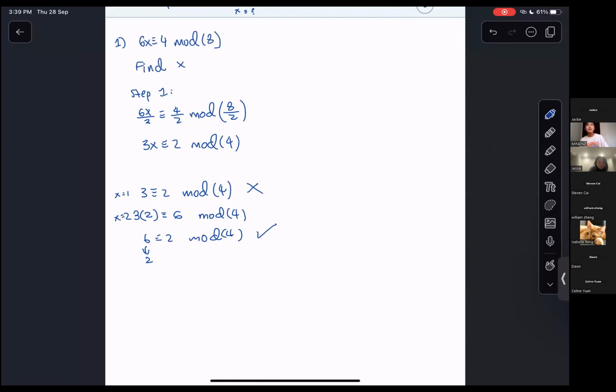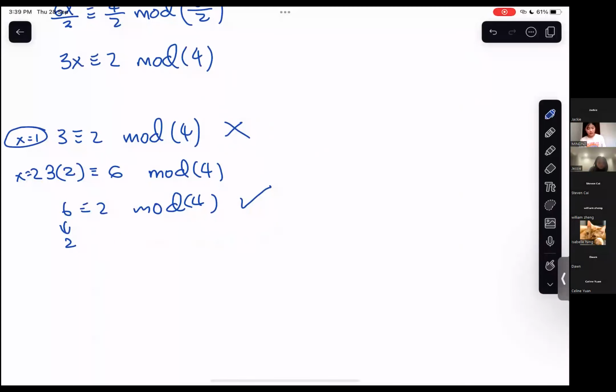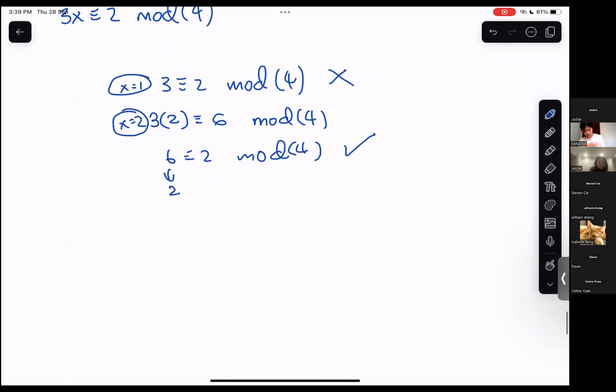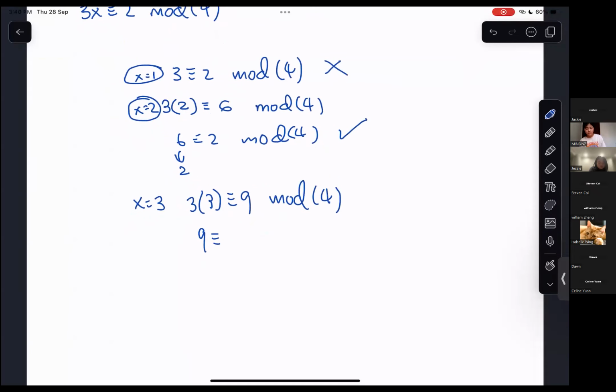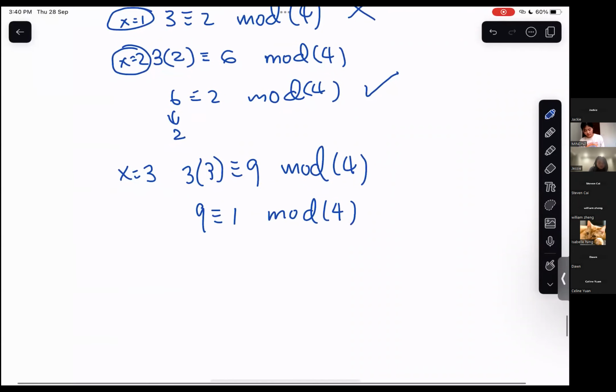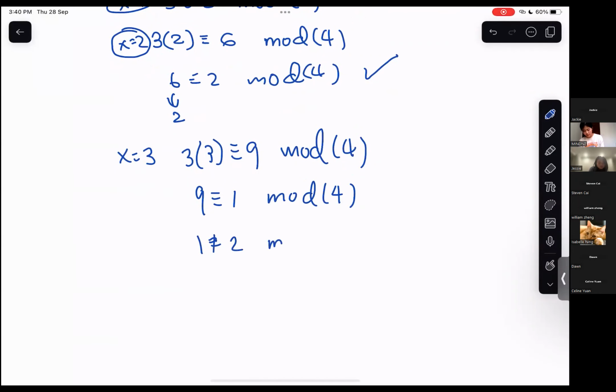And what we'll notice is we start to get things repeating when we have x in the same mod 4. Let's go a little bit further. Let's consider x is equal to 3. Right? And 9, let's say we divide by 4 and then we think about the remainder, right? We get 1. Right, and 1 is obviously not congruent to 2. So x equals 3 shouldn't work.